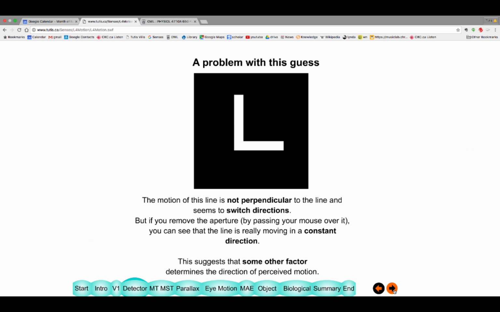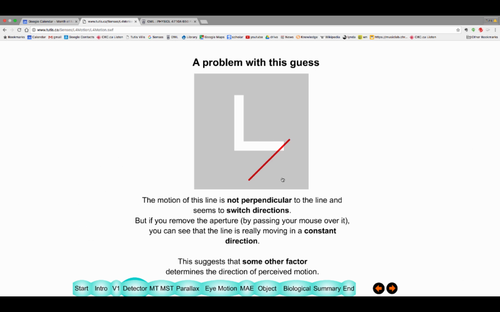Now, sometimes we don't do that, okay? If we just looked at the aperture, this line would seem like it's going down now and horizontally now. It switches from down to horizontal when it hits the different parts of the L. In reality, it's moving sort of in this oblique angle.